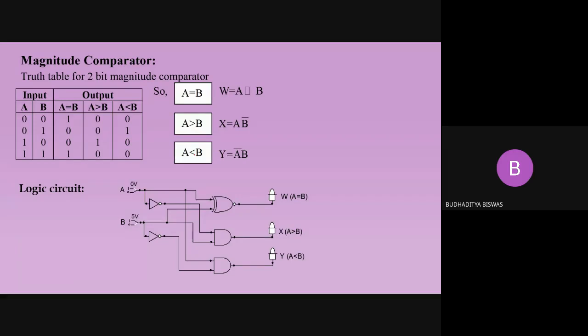2 inputs are there, A and B. So it may happen that A equals B, it may happen that A is greater than B, it may happen that A is less than B.